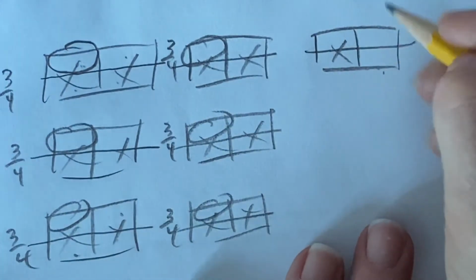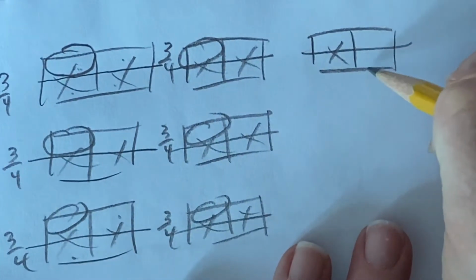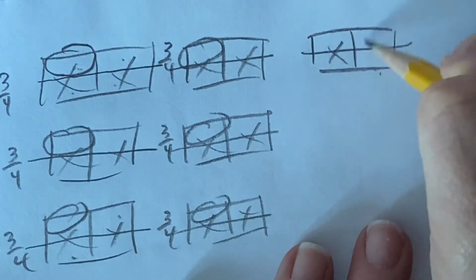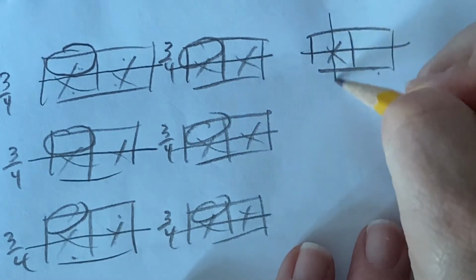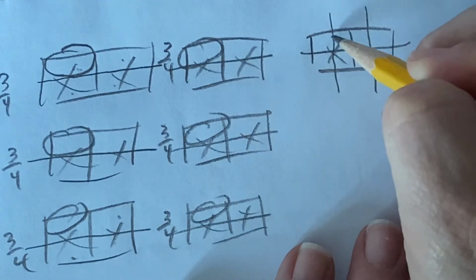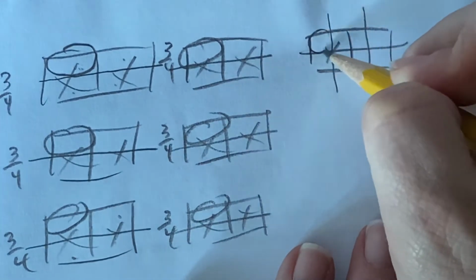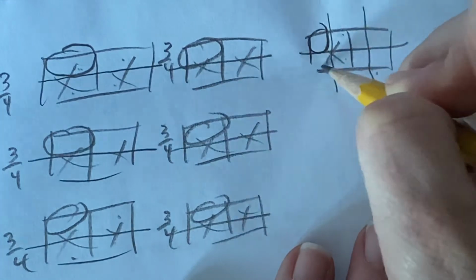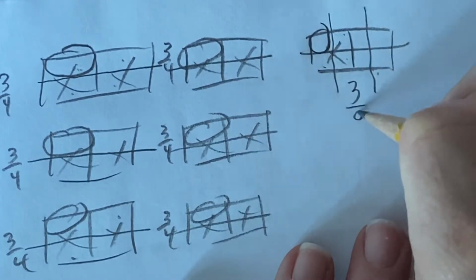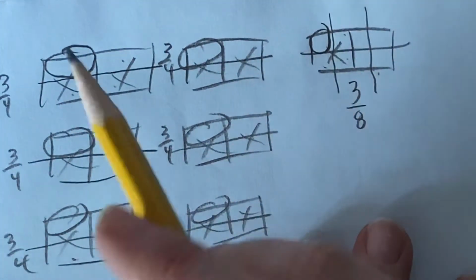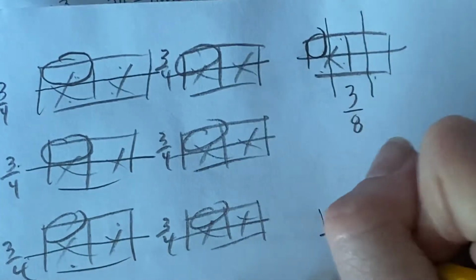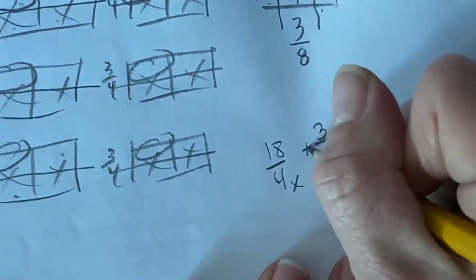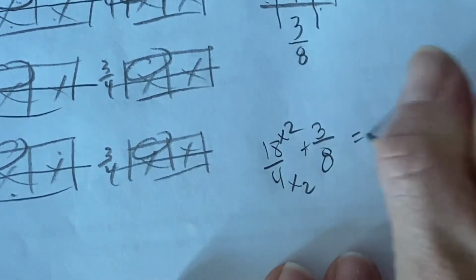Now this one, I can't do yet because I don't have enough pieces. I only have this, right? So I need to actually cut this into 1/8. So he's taking 1 out of 4. So I have 1, 2, 3 out of 8 left over. So 3, 6, 9, 12, 15, 18. 18/4 plus 3/8, which I can't do because this is adding and subtracting. I need common denominators.